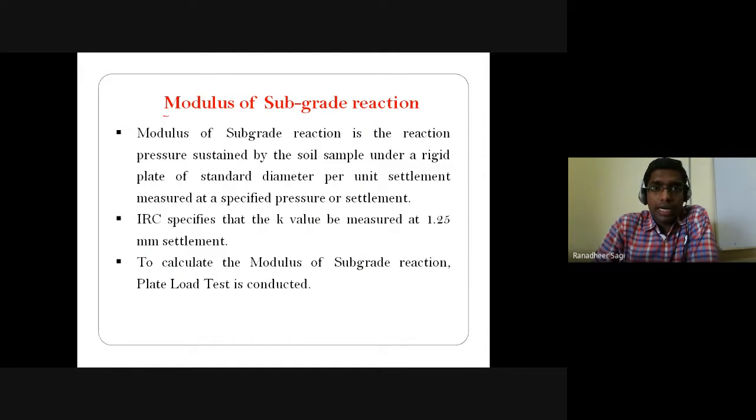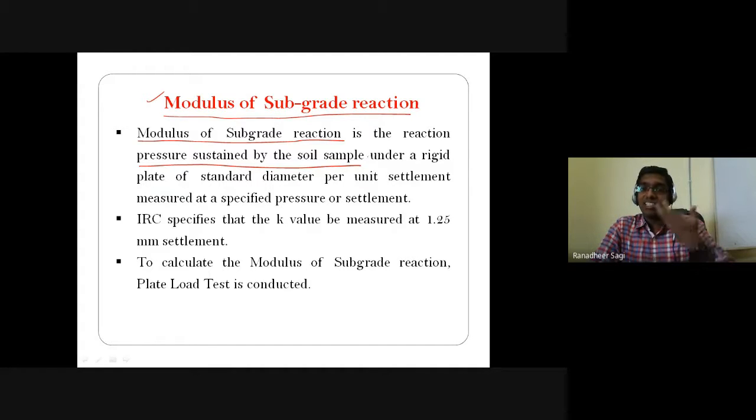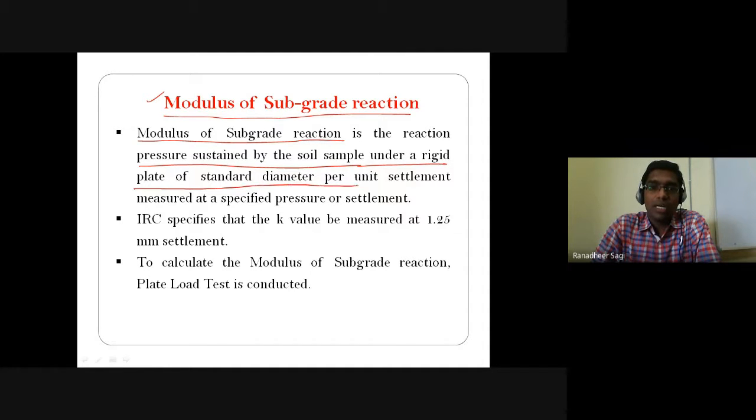And the next and last aspect, which we have already touched upon but will try to understand in a little more detail, is the modulus of subgrade reaction. So what does this modulus of subgrade reaction mean? Modulus of subgrade reaction is the reaction pressure sustained by the soil under a rigid plate of standard diameter per unit settlement, measured at a specified pressure or settlement.